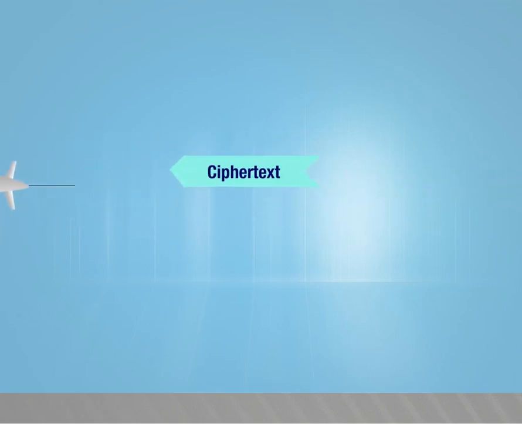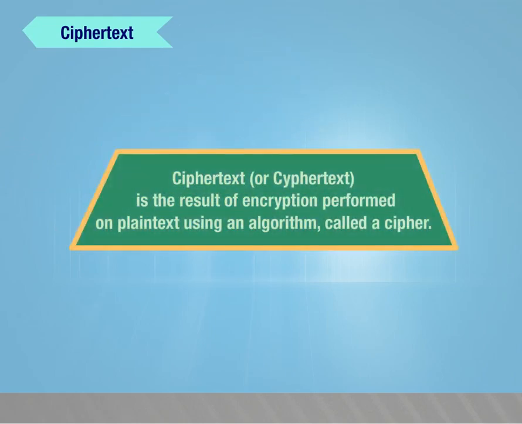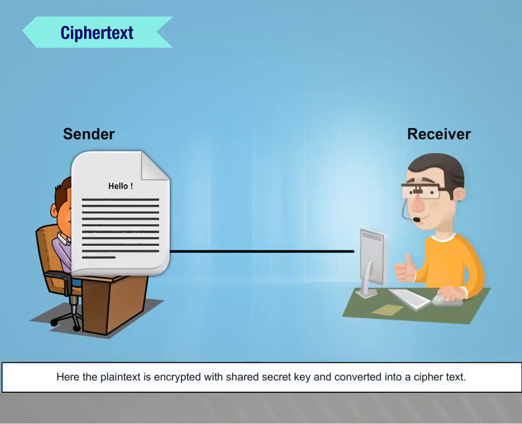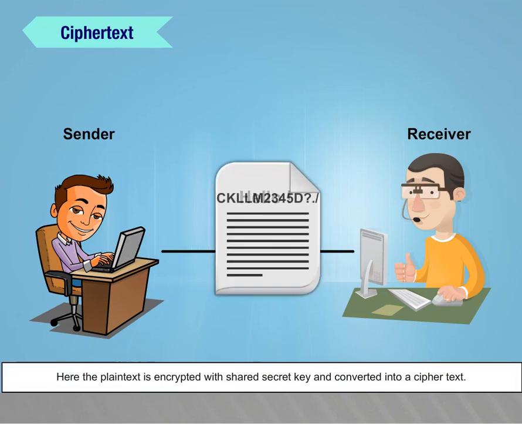Ciphertext. Ciphertext is the result of encryption performed on plain text using an algorithm called a cipher. Here, the plain text is encrypted with a shared secret key and converted into ciphertext.